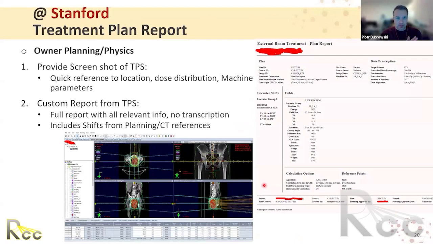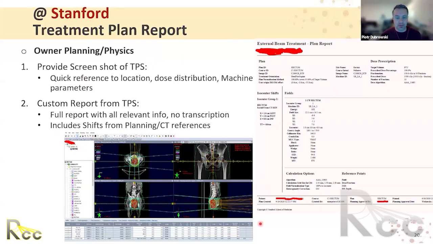Okay, so moving from pre-planning, now we have a plan that's ready and ready to be given to physics and the RTTs. So the planner basically has a plan ready. And at Stanford, this is what we do. We give the therapists, or the team, two things.